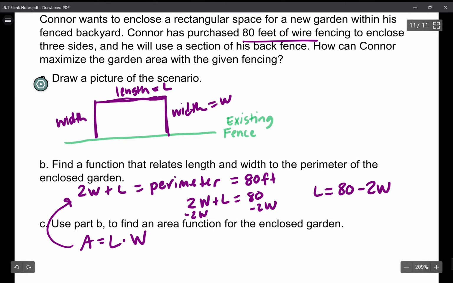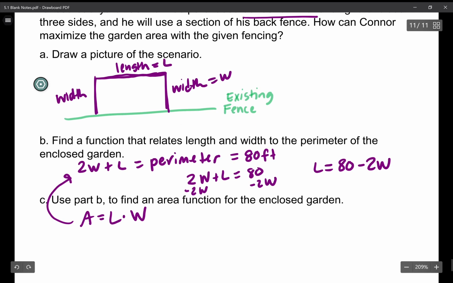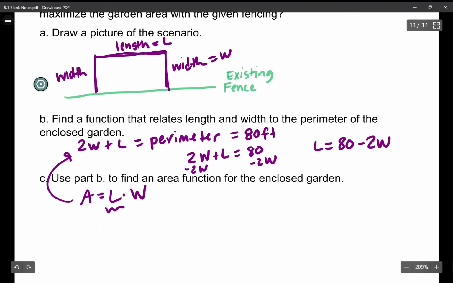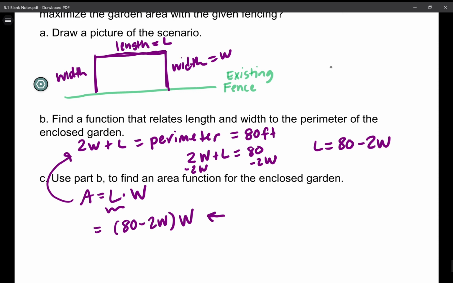And so what we can do with this is use this value in our function. So instead of writing L over here, we're going to use an expression in terms of W. So A equals (80 minus 2W) times W. And why is this better? Well, it's better because now we have A as a function of width. So we've changed it from just a formula for A to now area as a function of the width, and we've completely excluded the length.